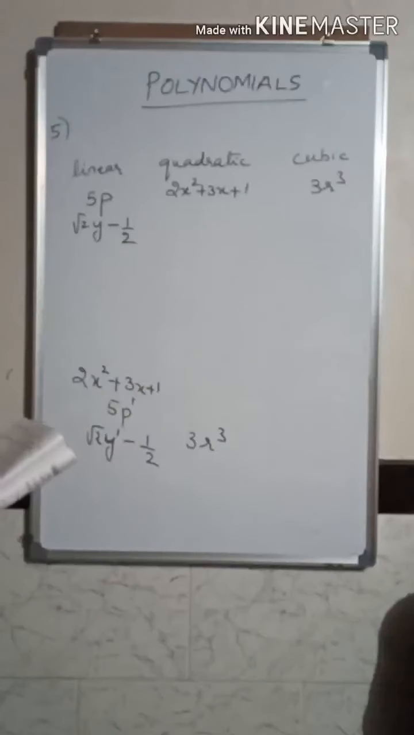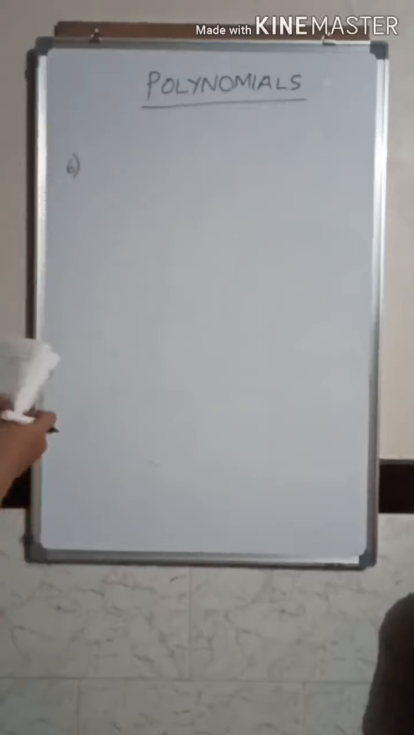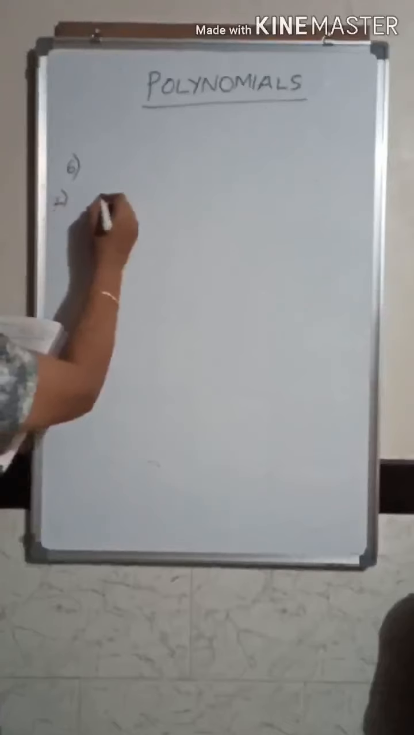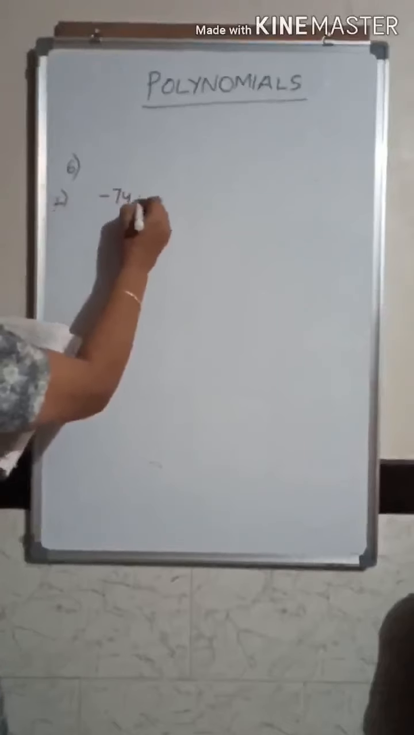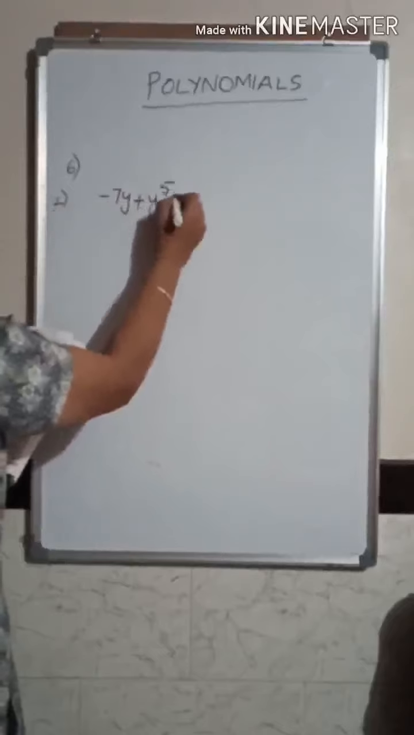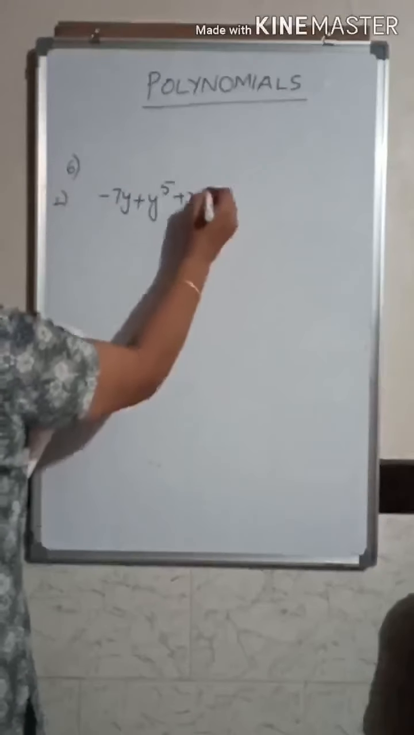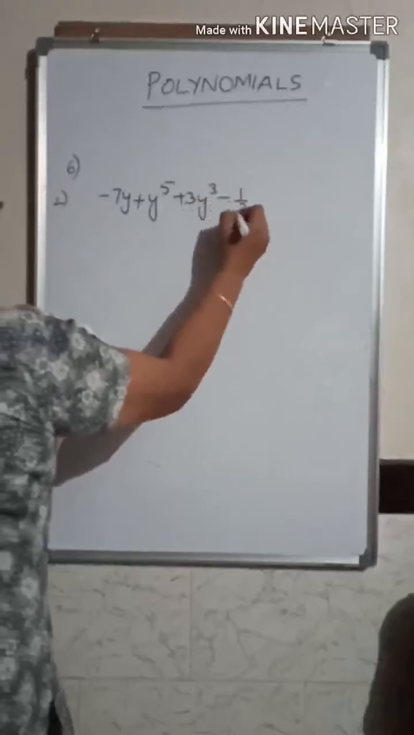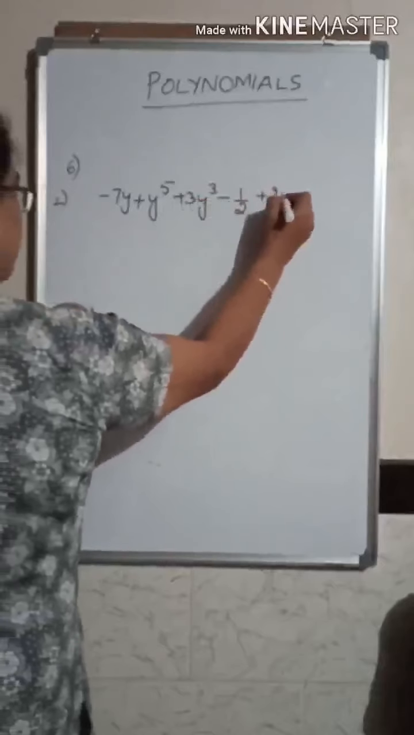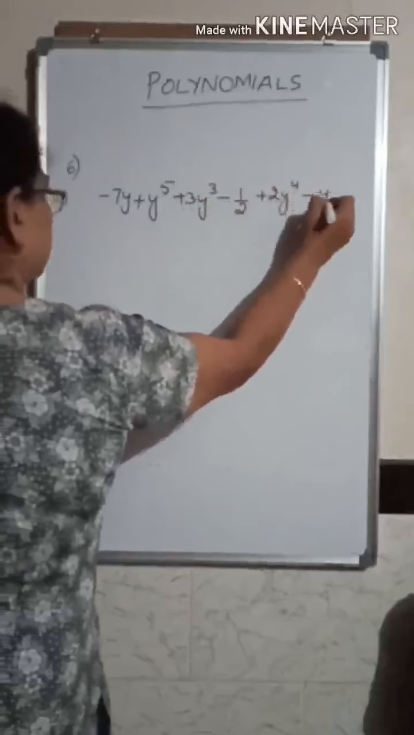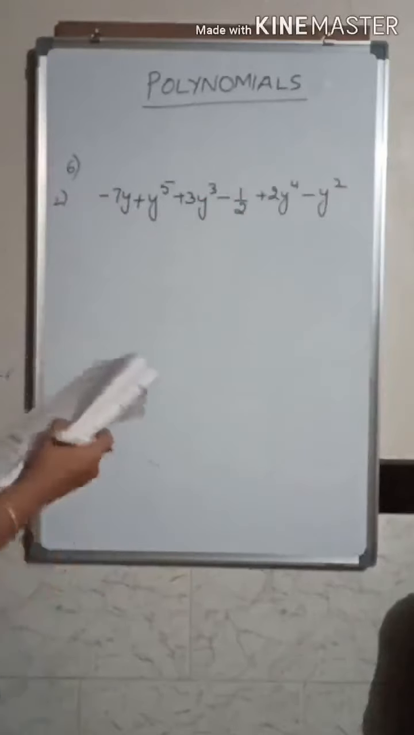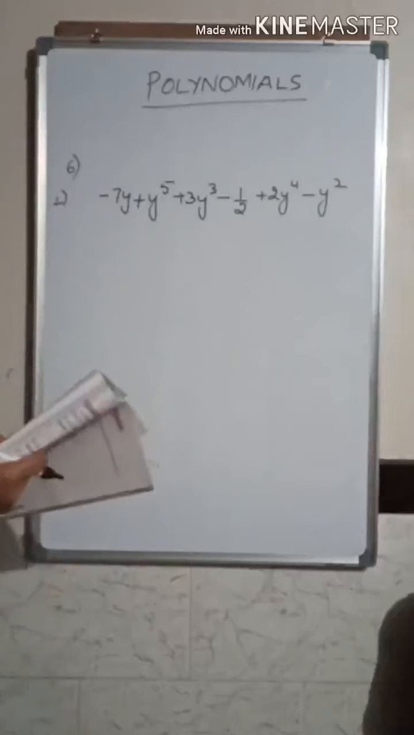The sixth problem, write the following polynomials in the standard form. I'll work out the second problem. So minus 7 plus y to the power of 5 plus 3y cube minus 1 upon 2 plus 2y to the power of 4 minus y square. So this is the given problem and you have to write it in the standard form.